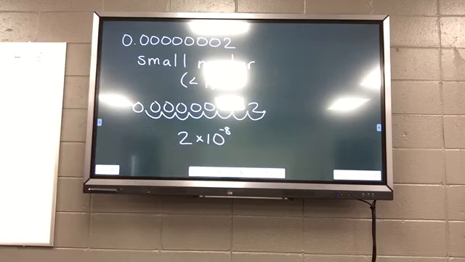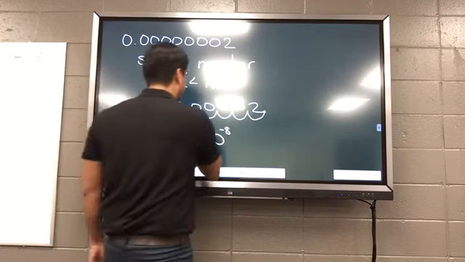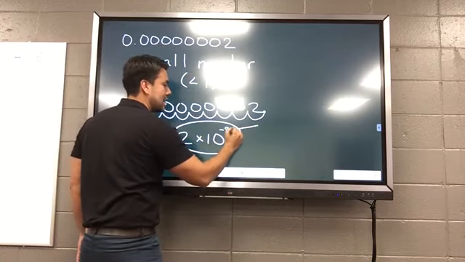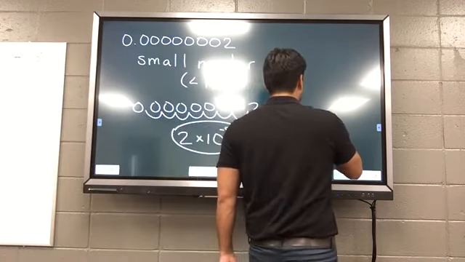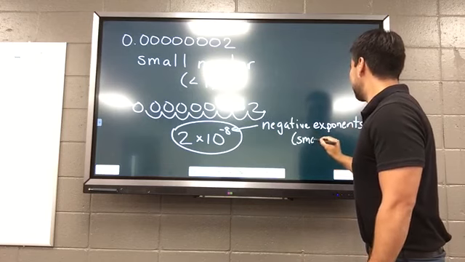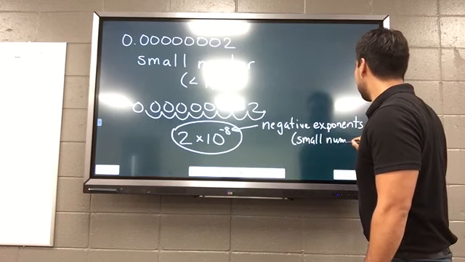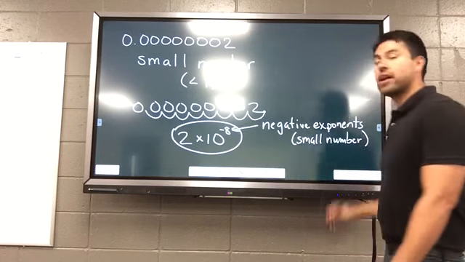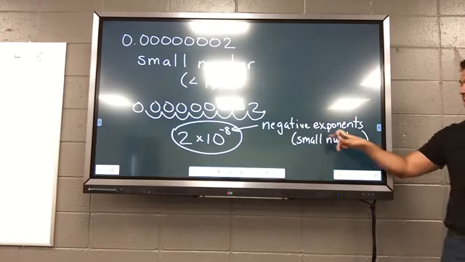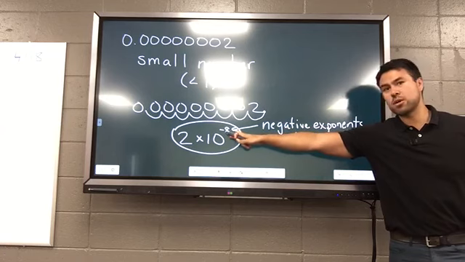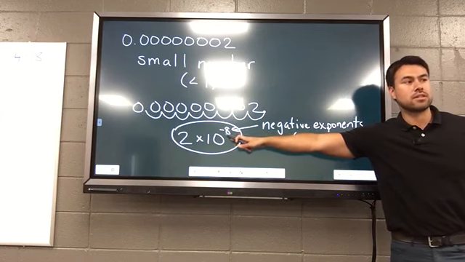Negative 8 exponent. You're like, wait, what? Negative exponent? Okay, here's a little note. If it has a negative exponent, negative exponents, small numbers. Yes, if you want to call it a fraction less than 1, I'm good with that. So basically anything less than 1, small number. What kind of exponents do small numbers have? Negative ones.